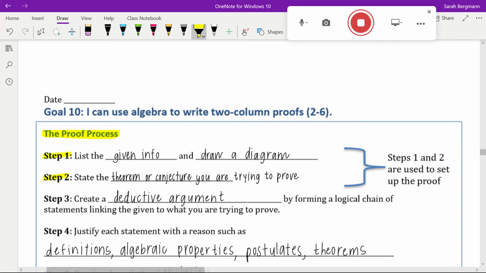Step 1, you list the given information and draw a diagram if possible. Step 2, state the theorem or conjecture that you're trying to prove. This is the conclusion if it's an if-then statement.